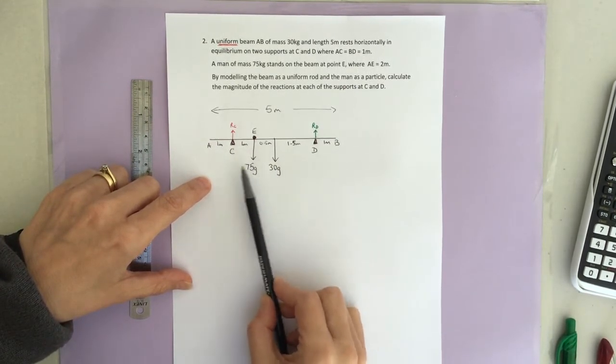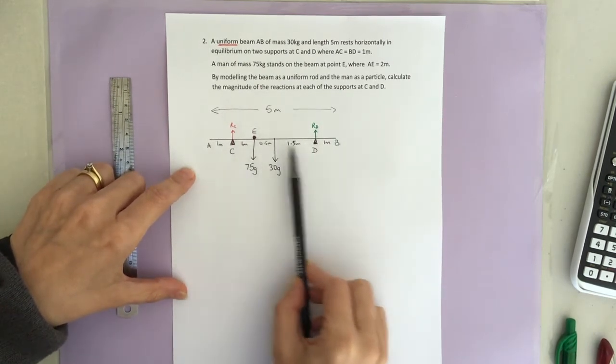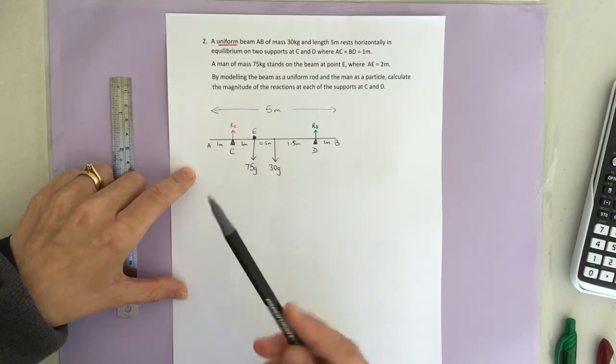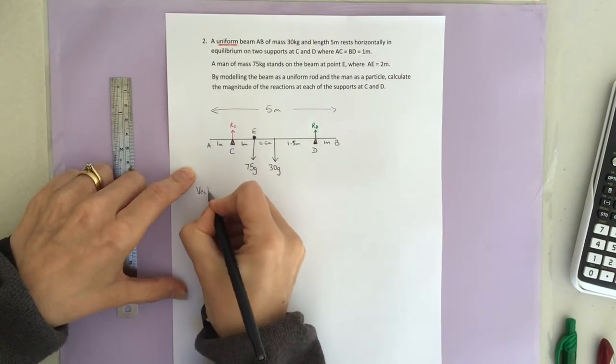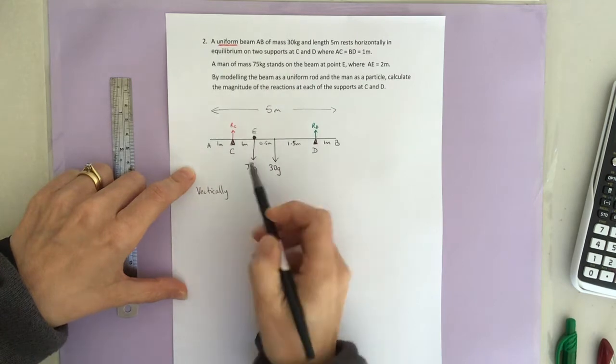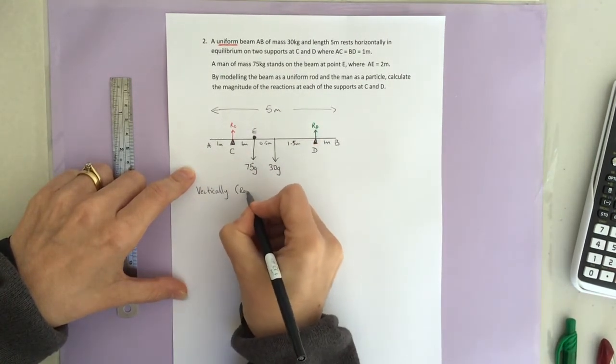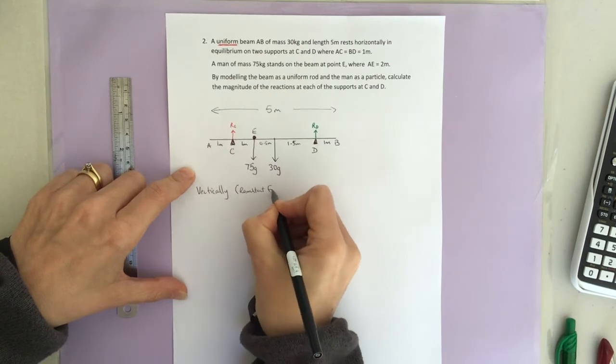Okay, and what I'm going to do here, I am going to do that vertically idea. We don't need to, but I'm going to do vertically just so that you can see how that would work. So if I look at vertically, well here, there's no motion vertically, it's in equilibrium, so the resultant force must be 0 because it's in equilibrium.